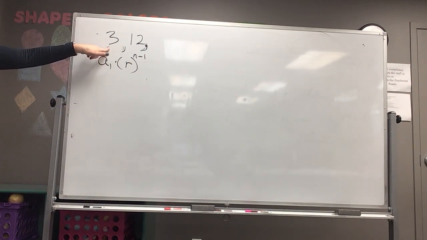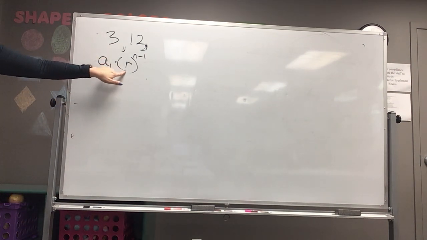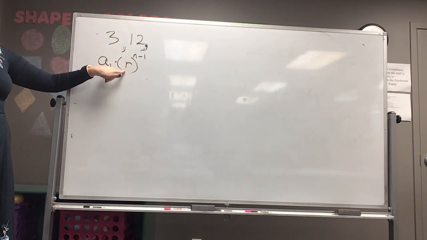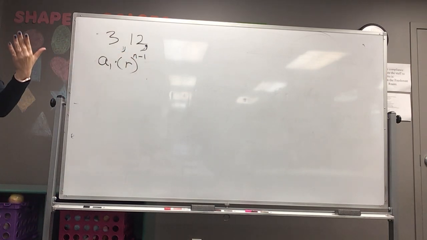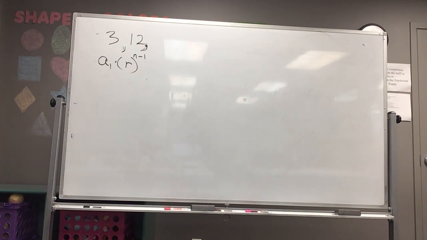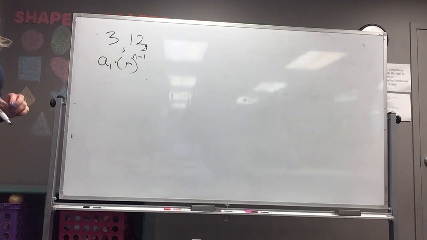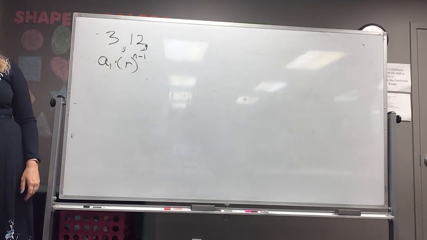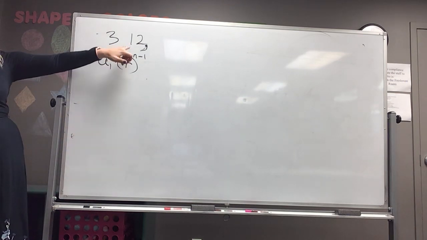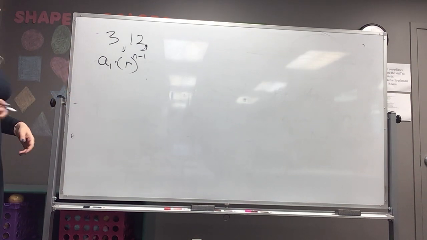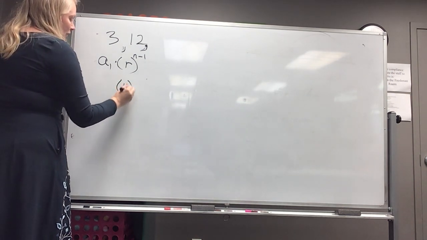Because, hey, if you just wanted this first thing, the ratio, whatever it is, if you do n minus 0, it's ratio to the 0 power. Anything to the 0 power is 1, and we go back to that first term. So, first question, what's our ratio? 4. You take the second thing and divide it by the thing that came before. 12 divided by 3, our ratio is 4.